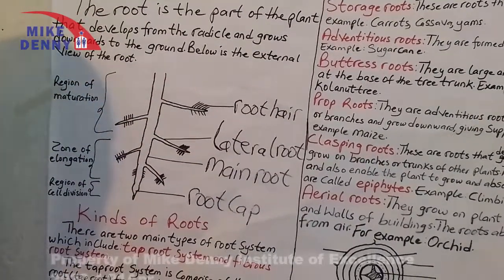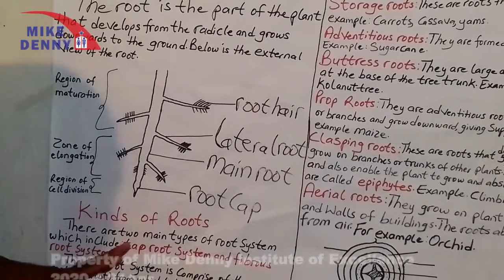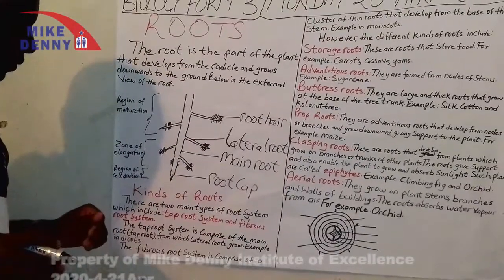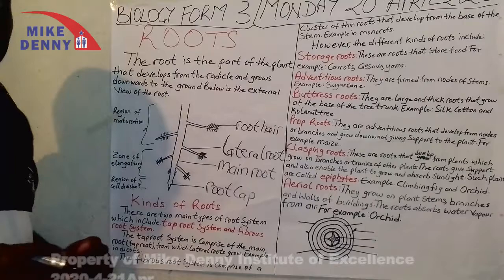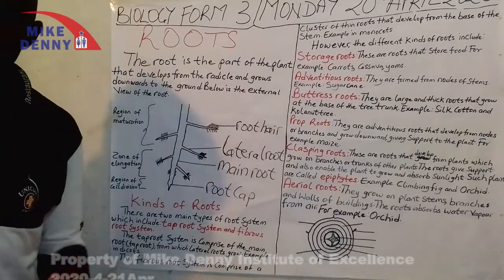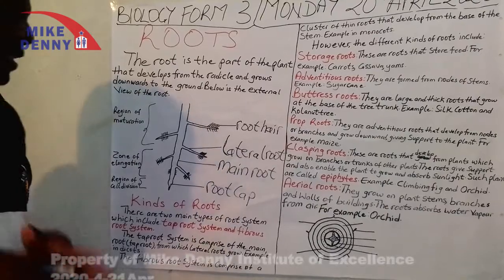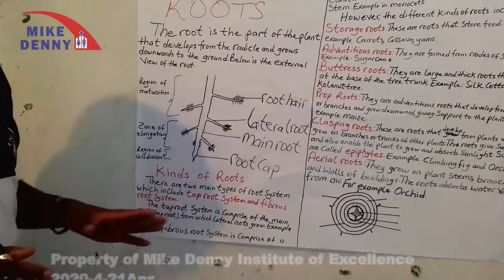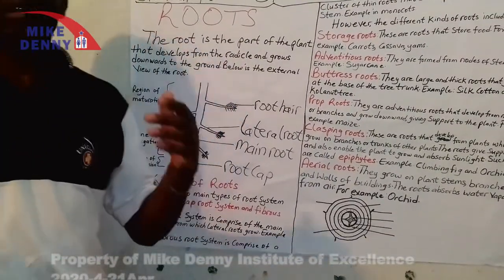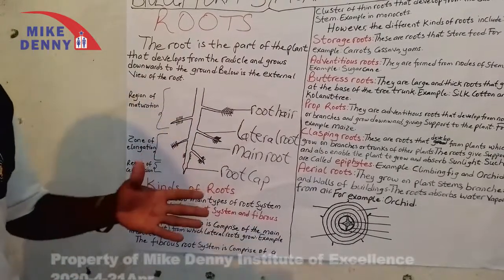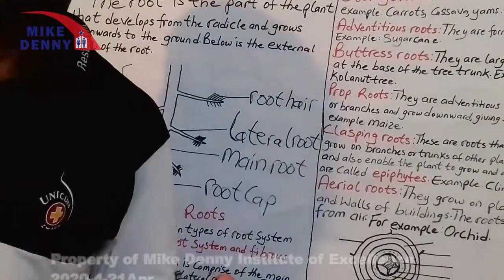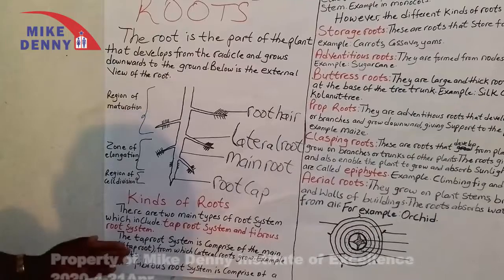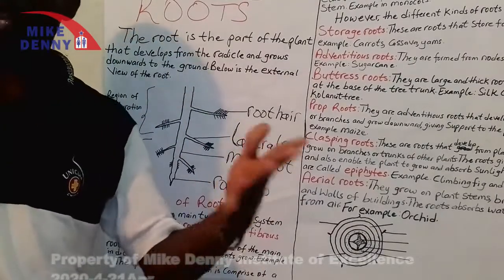Then when we go into the kinds of roots, we'll discover that we have two main root systems. The tap root system and the fibrous root system. Good. The tap root system exists in dicot plants. Can somebody give an example of dicot plants? Yes. Beans, yes. Groundnuts, yes. Those are examples. So it exists in such plants. Then we have the fibrous root system.